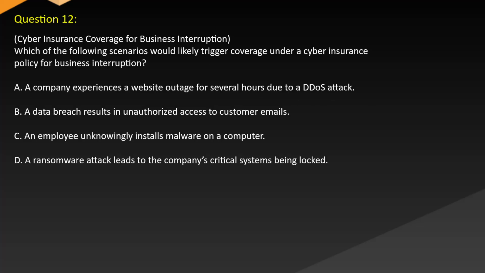Question 12. Cyber insurance coverage for business interruption. Which of the following scenarios would likely trigger coverage under a cyber insurance policy for business interruption? A. A company experiences a website outage for several hours due to a DDoS attack. B. A data breach results in unauthorized access to customer emails. C. An employee unknowingly installs malware on a computer. D. A ransomware attack leads to the company's critical systems being locked.